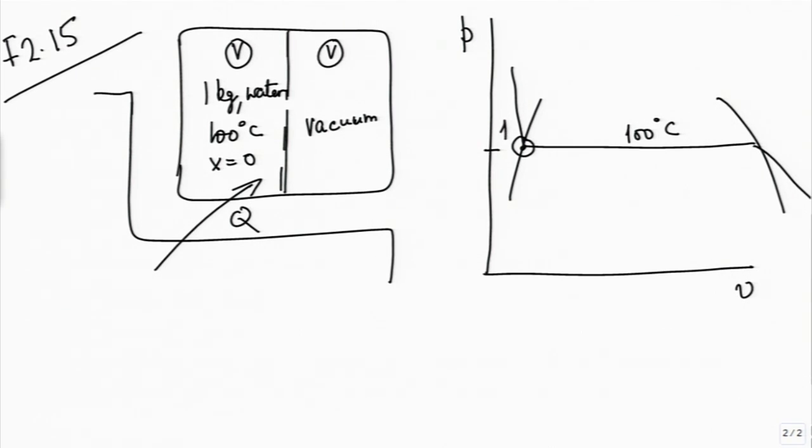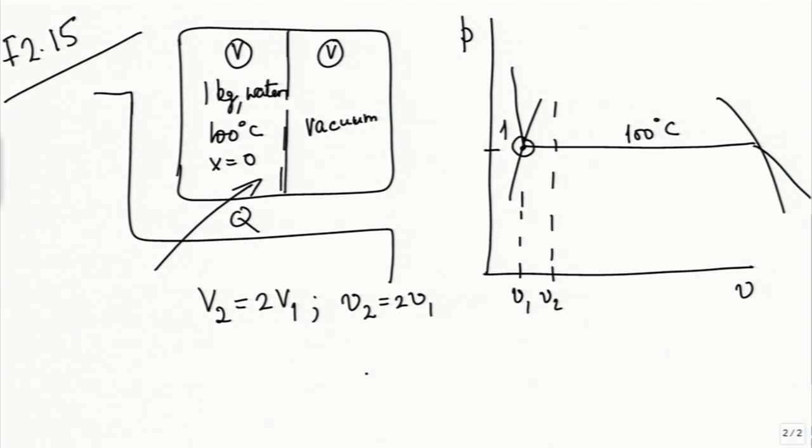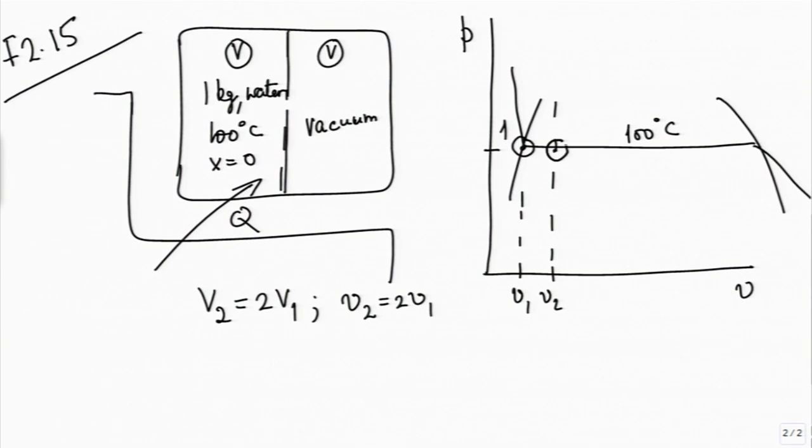Now, what is common between the initial state and the final state? The final state has a volume twice the initial state. We know that V2 equals twice V1, and that automatically means, because it is a closed system, the specific volume v2 will be twice the specific volume v1. So if this happens to be v1, the specific volume v2 will be twice v1. Finally, the temperature is also 100 degrees C. So the final state will be state 2. I have not shown the process.